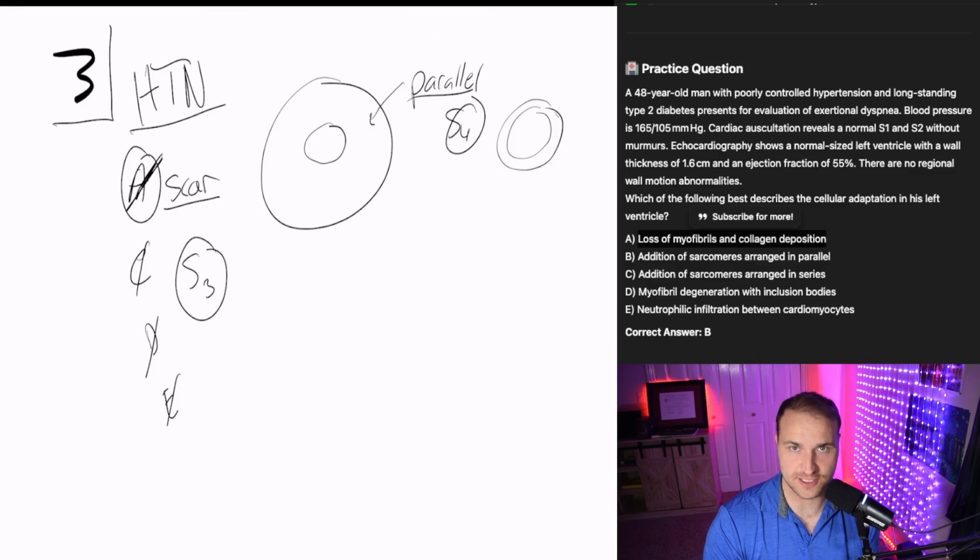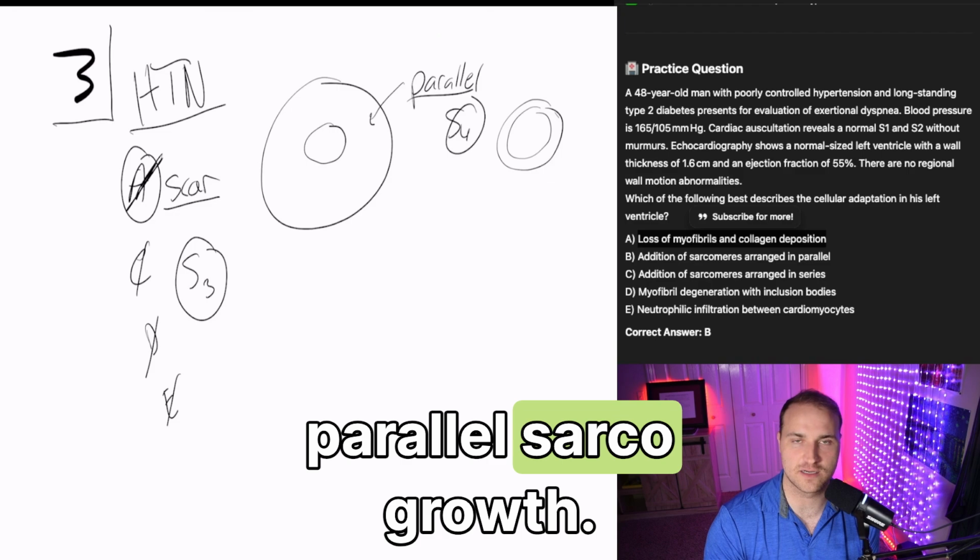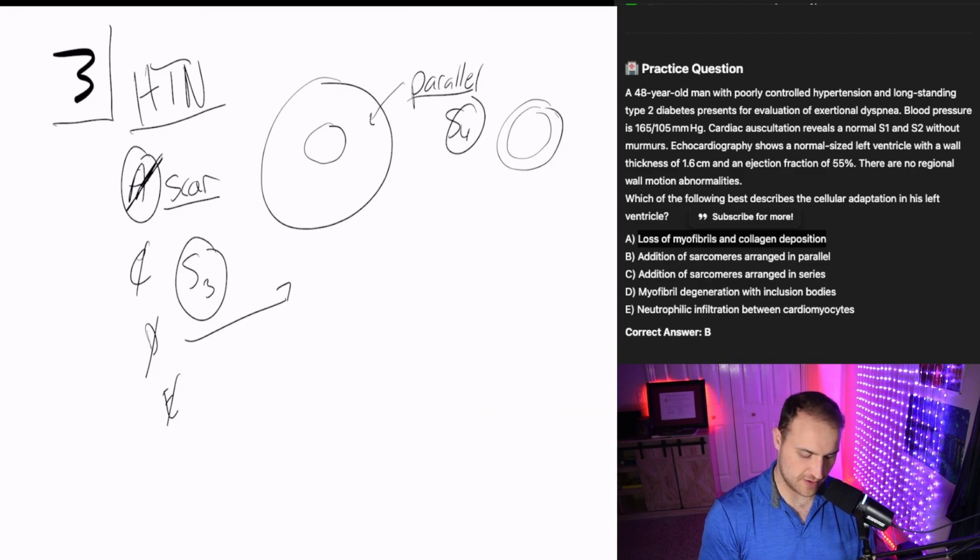And it's not scar tissue, because that's a response to volume overload. It's parallel sarcomere growth. Now, I mentioned amyloidosis and Fabry, and so I just want to clear that confusion before we move on to the next question, in case you see that on test day.